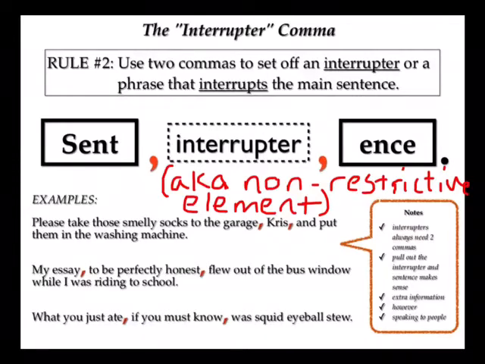Some examples. Please take those smelly socks to the garage, Chris, and put them in the washing machine. Chris at the beginning of the sentence would be an opener, but in the middle, Chris is interrupting the sentence. So we call that an interrupter, a non-restrictive element, if you will. My essay, to be perfectly honest, flew out of the bus window while I was riding to school. You could take that out and it would still make sense.